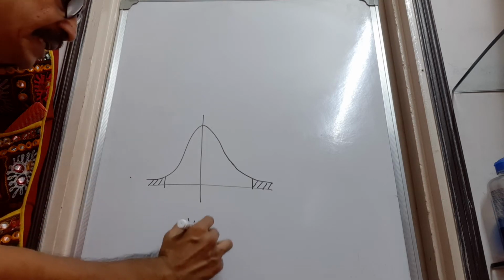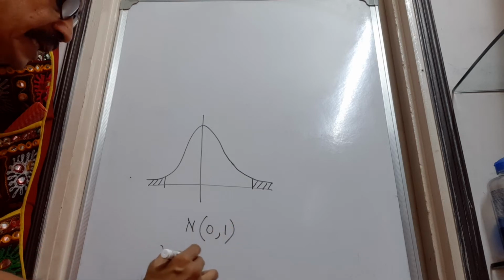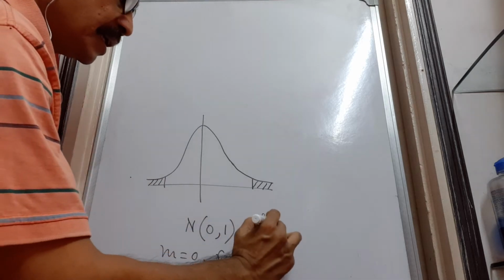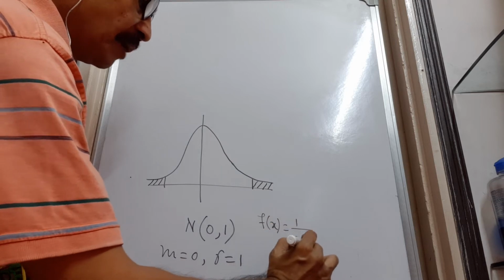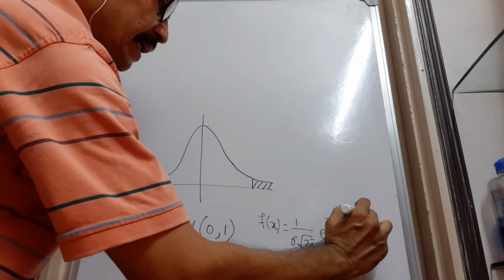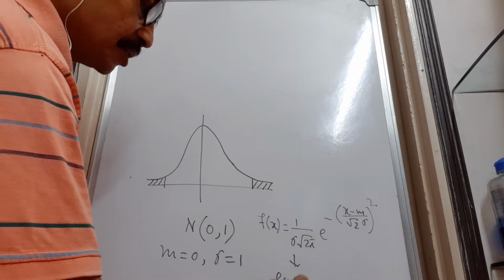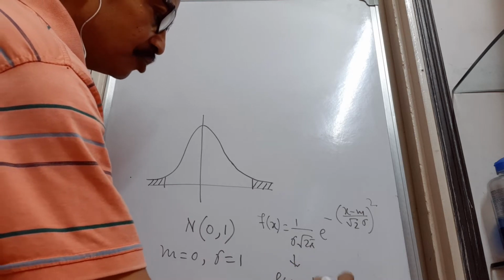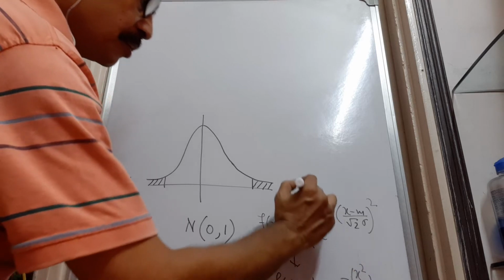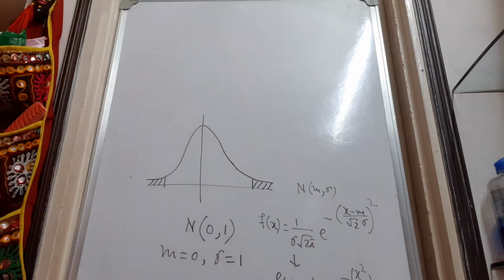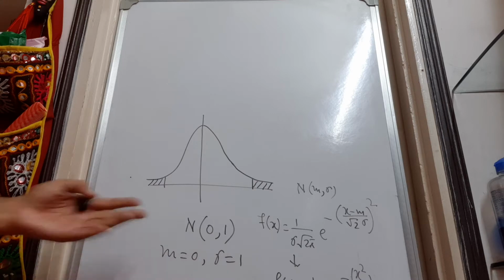Remember that if we write this, then we assume that m equal to 0 and sigma equal to 1, and in this case only we have f(x) = 1 by sigma root 2 pi e to the power minus (x minus m) whole square by 2 sigma square, transform to f(x) = 1 by root 2 pi e to the power minus x square by 2, because this is the general form of normal distribution with mean m and standard deviation sigma, and this is the normal distribution of mean 0 and variance 1, or standard error is also 1.